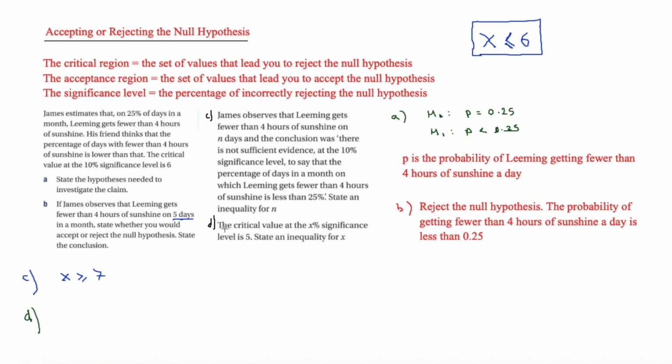So the last question here says that the critical value at the x% significance level is 5. State an inequality for x. So normally x is less than or equal to 6. If we made it x is less than or equal to 5, that would mean that you would need more evidence to reject H0. That means that it is less likely to reject H0 incorrectly. So therefore, the significance level is normally 10%, but as it is now less likely to reject H0, x is going to be less than 10.